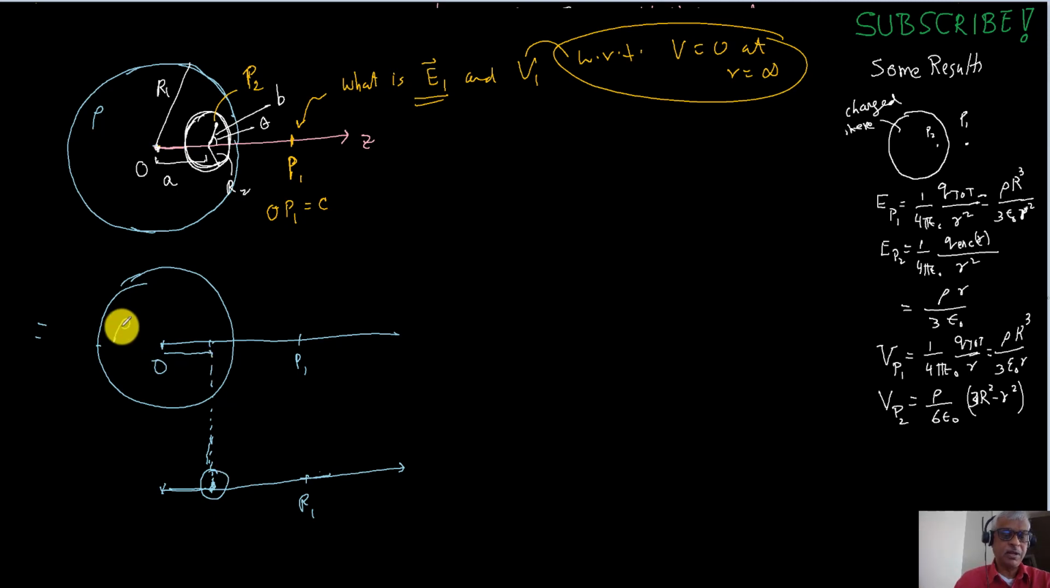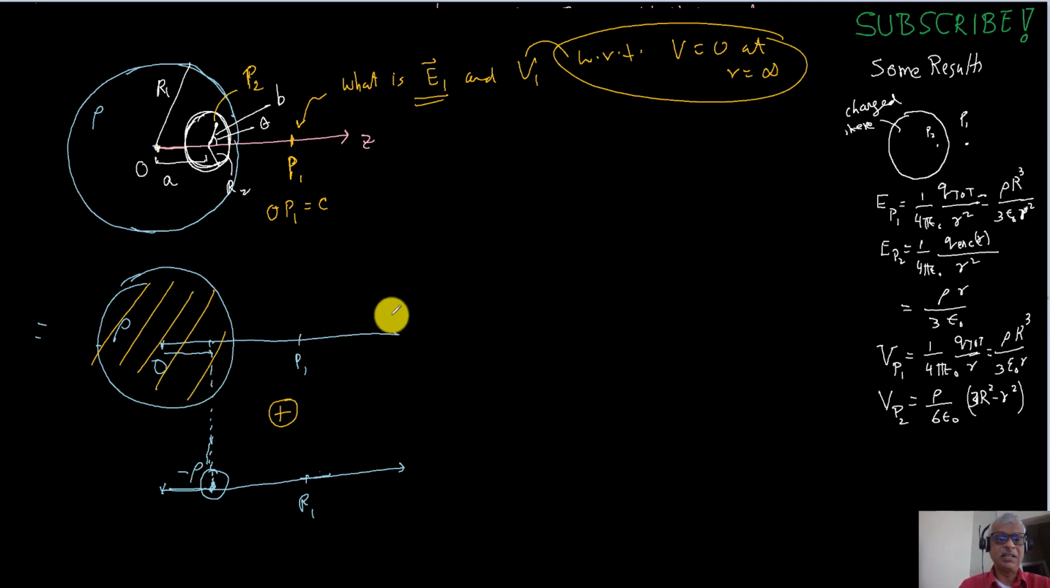This is rho and this is minus rho. And we want to know what the electric field will be here, plus. This is a superposition of this and this. So to do this, we can make use of some results for a sphere. So this point is outside of this sphere.